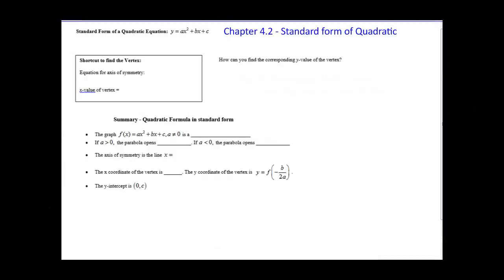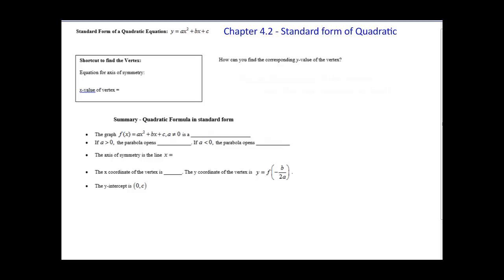Thanks for coming back. This is chapter 4.2, standard form of quadratics. Let's go. So what we need to do is, if we have standard form y equals ax squared plus bx plus c, we need to get from standard form to graphing or finding the vertex or axis of symmetry.